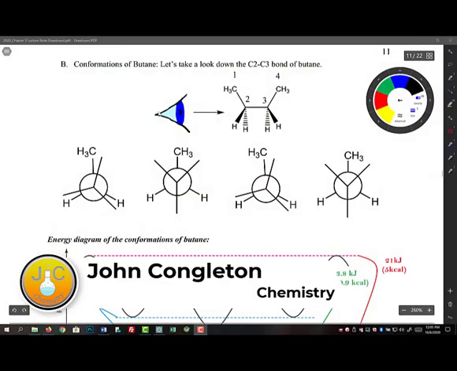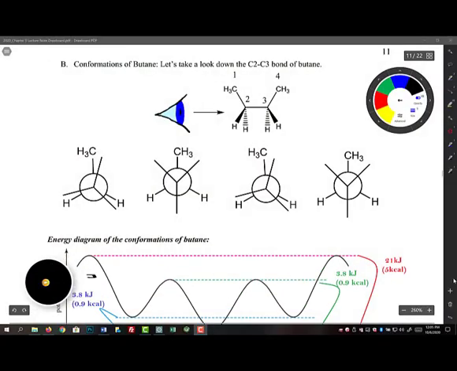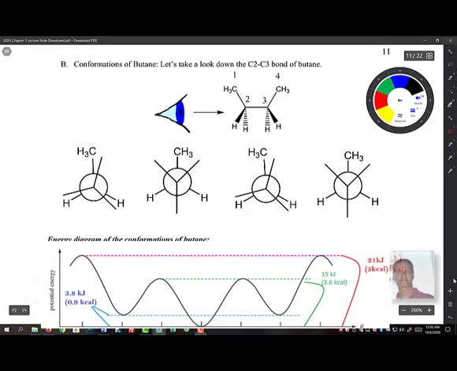Let's take a look at this butane molecule here. As we do that, I'd like to look down this carbon bond here, the 2 and the 3. So that's what I want to look at here. Let's circle that and we'll make that red in the background.